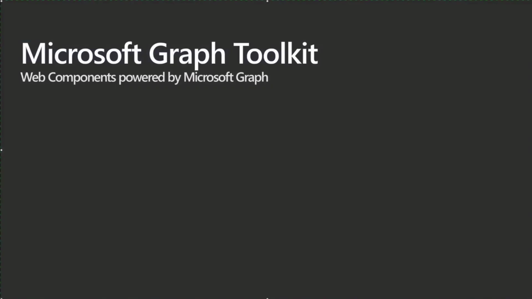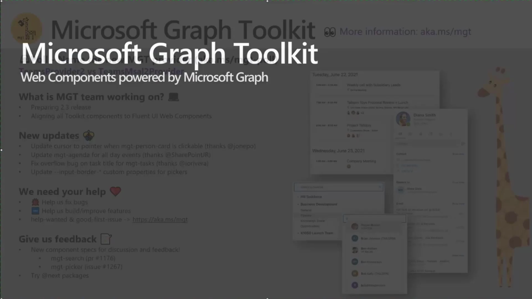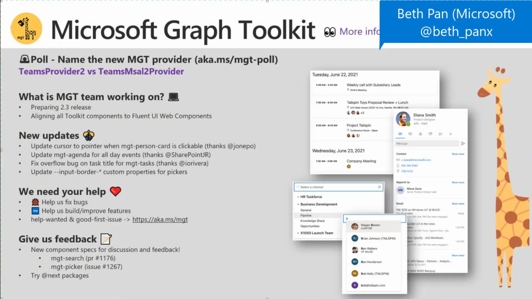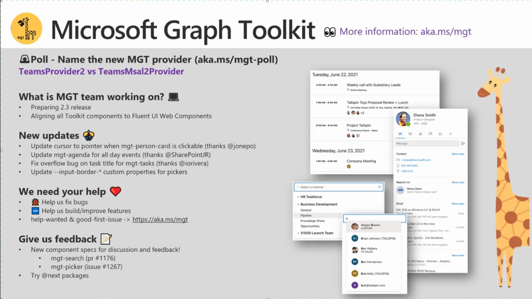Cool. And then let's jump into the Microsoft Graph Toolkit. And Beth, you are on the call as well. Thank you. So the MGT team is trying to finalize our 2.3 release. Our team realized that we are divided on the names that we're supposed to give to a new MGT provider. We used to call it the MGT Teams SSO provider. So we need your help choosing one of the names. Go to aka.ms/mgt poll. Tell us which one makes more sense, or if there are other ideas that you would like to name this provider, let us know.